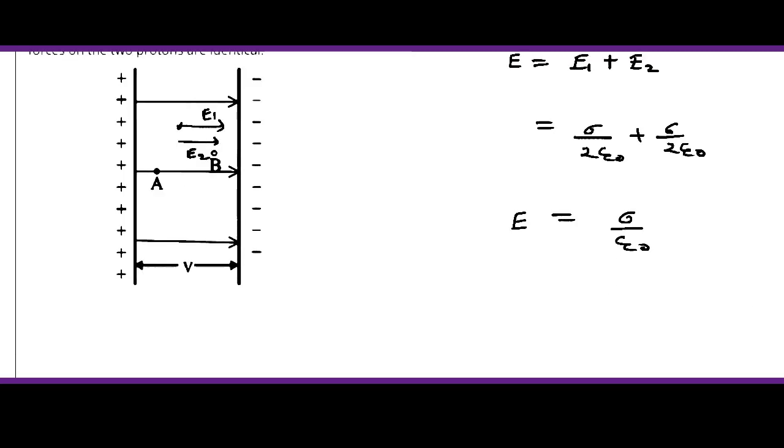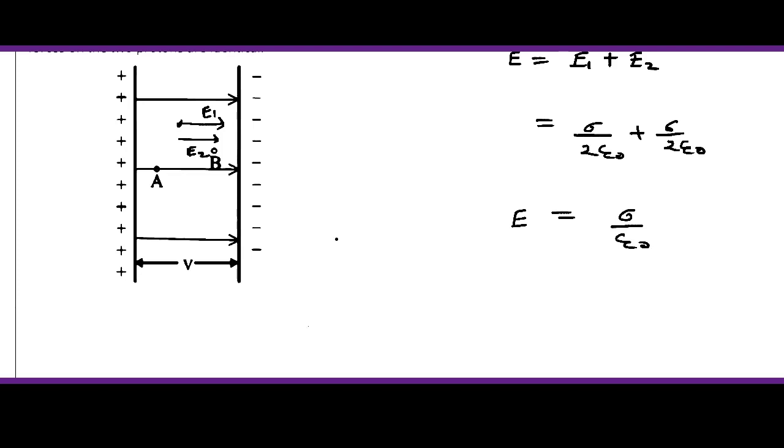So we can write that the force on a proton, F, will be equal to QE. Friends, Q is the same for both protons and E is uniform, as we have discussed. That means both protons have the same force, so the statement that the force on the two protons is identical is true. Thank you, friends.